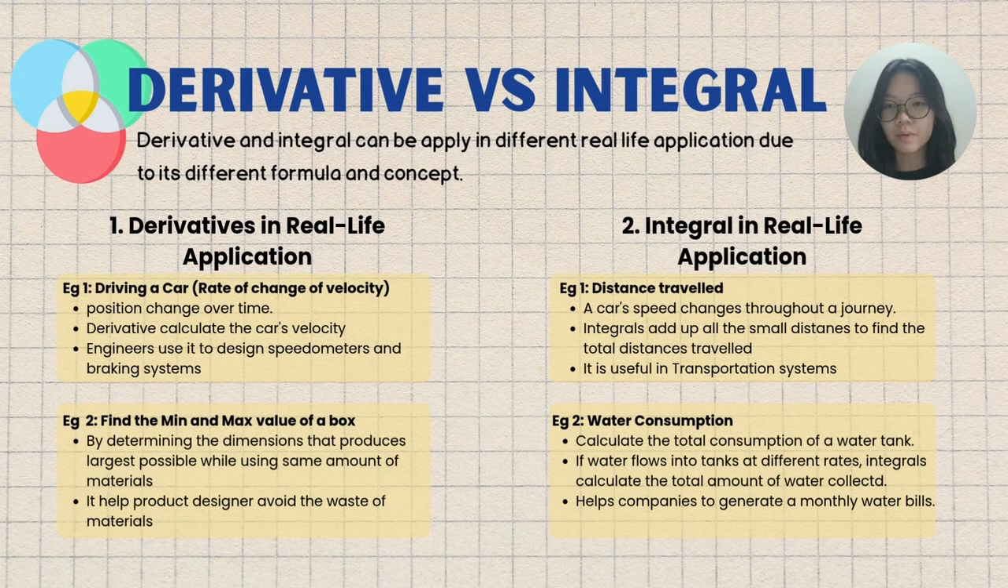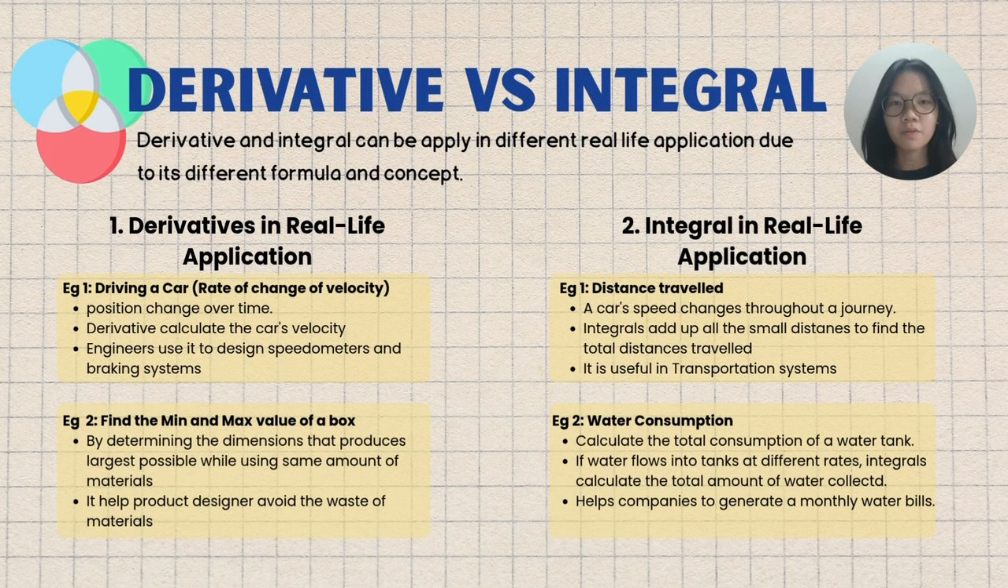The second example is finding the maximum value of the box. By determining the dimensions that produce the largest possible volume while using the same amount of materials, it can help the product designer avoid the waste of material. Next, for the integral in real-life application, the first example is distance traveled. A car's speed changes throughout a journey. Integral adds up all the small distances to find the total distance traveled, and it is useful in transportation systems.